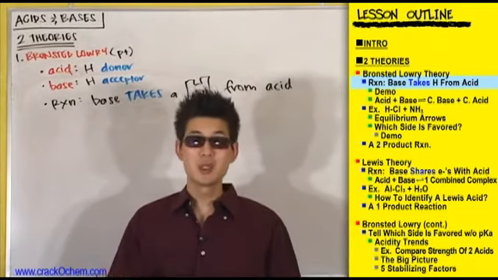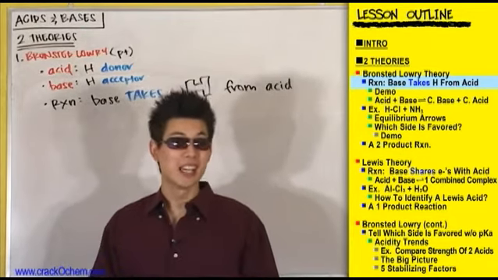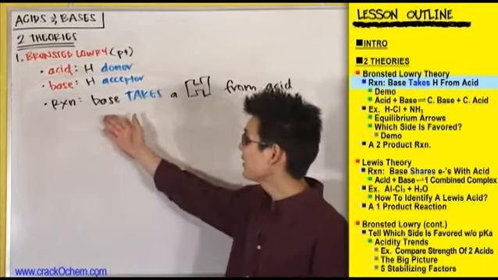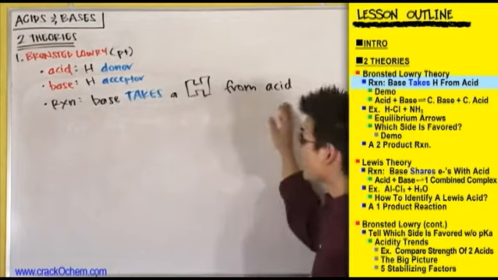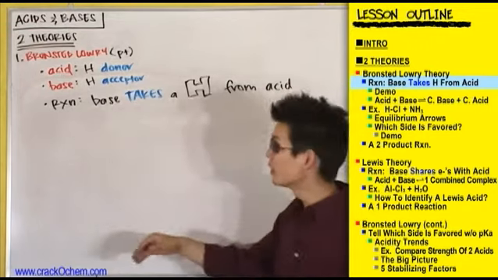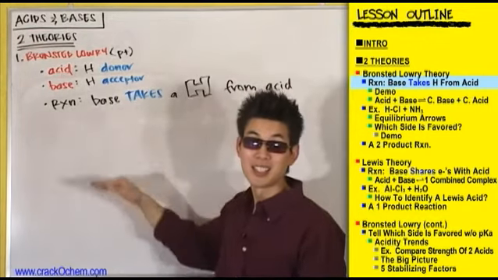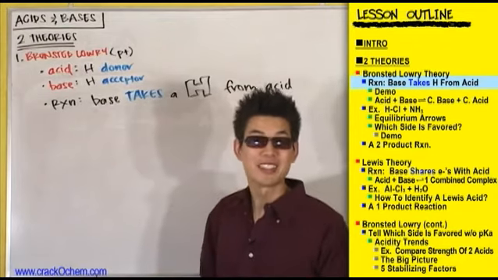And I just want to let you guys know it's very simple. All that's happening in an acid-base reaction is that a base takes a hydrogen from an acid. So one compound, an acid, is going to give up a hydrogen to another compound, the base. Okay, so let's see a quick demo on how this happens.